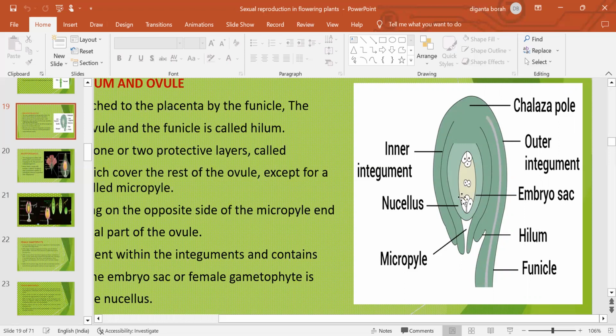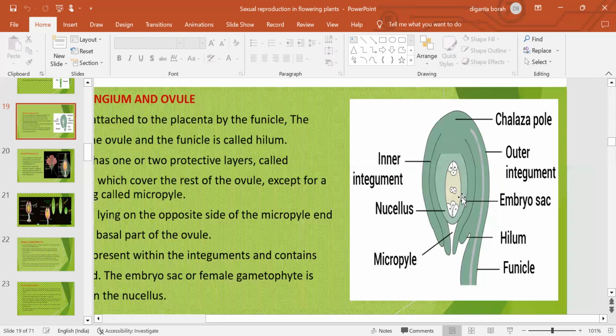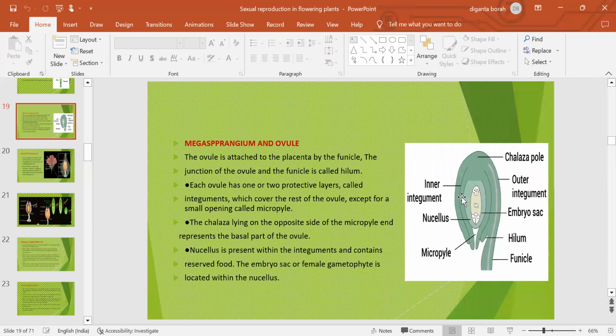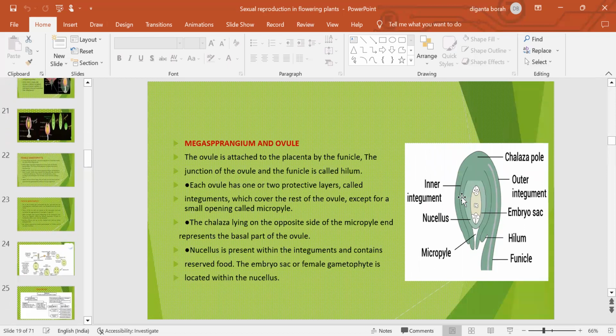So students, today we have discussed the structure of the male gametophyte, the structure of the female gametophyte, how the pollen grains are produced, and how the female organs, the female gametophyte, are produced. So we have discussed. In our next video, I am going to discuss pollination and double fertilization.